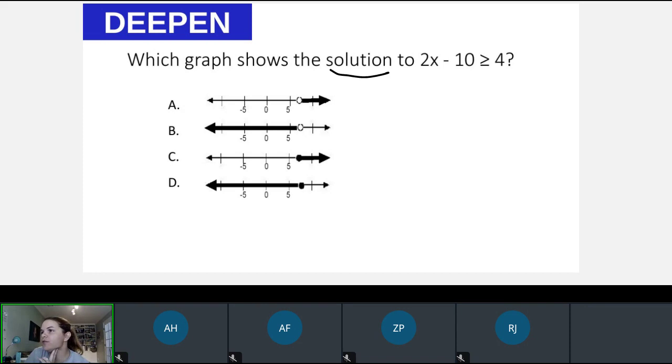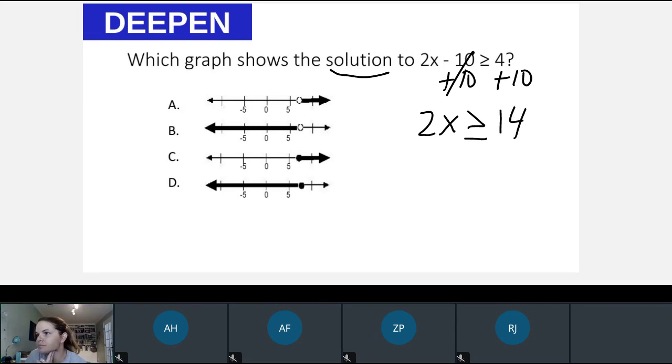Okay, so the first thing then that I'm going to do is add 10 to both sides. So 2x is greater than or equal to 14. I will divide by 2. So x is greater than or equal to 7.